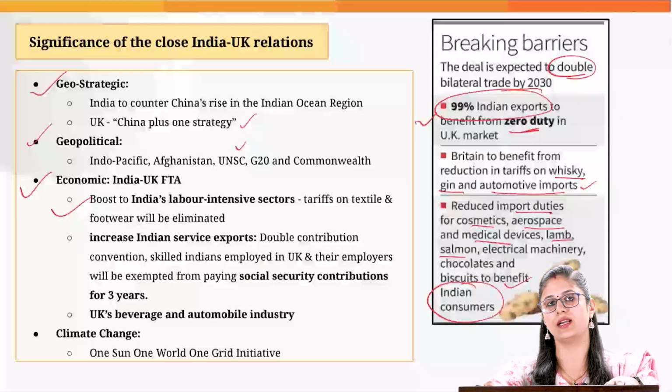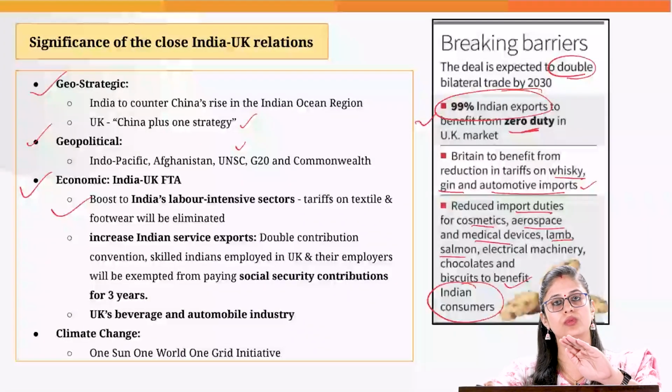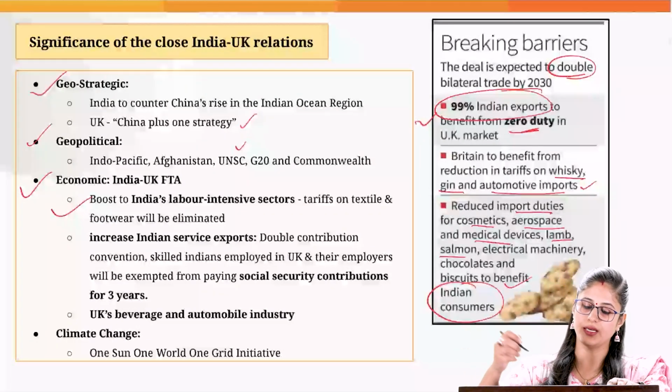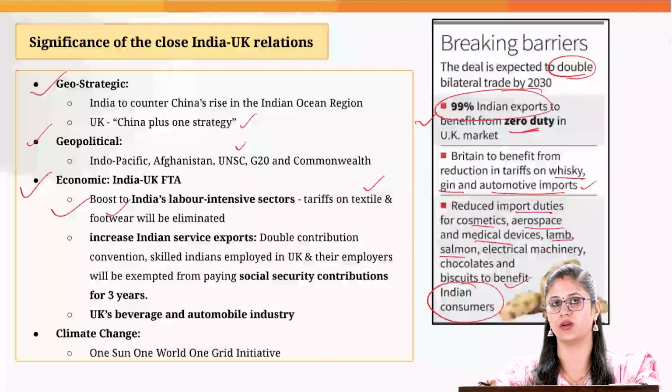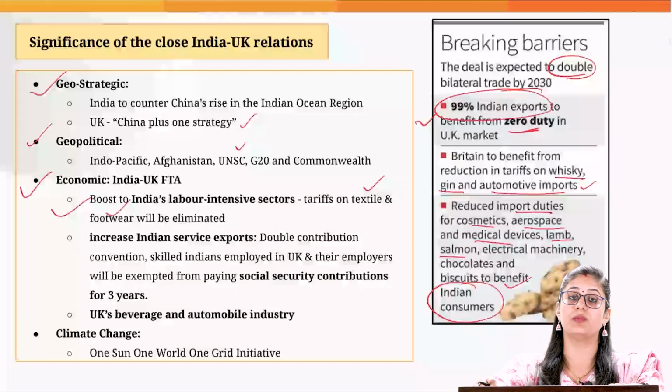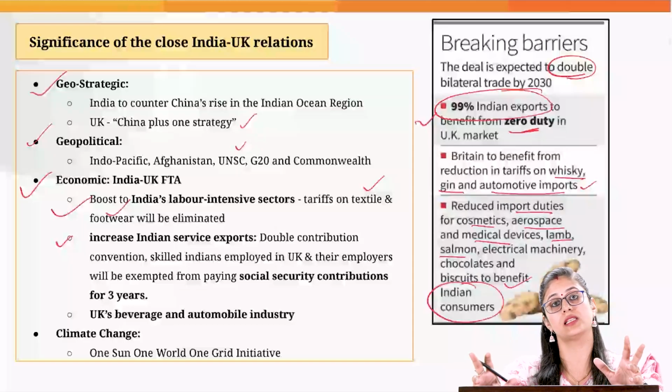Because under this trade agreement, UK is going to eliminate the tariffs on textile and footwear products when they enter the UK economy. So this would give a boost to the MSME sector in India. Then this trade agreement is also going to give a boost to India's services export.